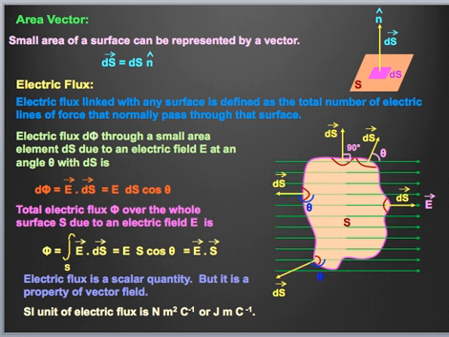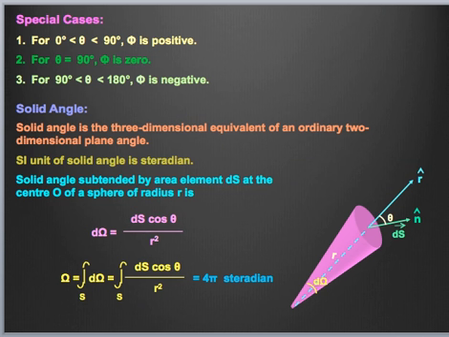Now next is special cases of electric flux. If theta is between 0 and 90 degrees, phi is positive. How? Because we know that flux is E s cos theta. Cos 90 degrees is 0, so cos 45 degrees also gives us a positive value. Therefore, for an angle between 0 and 90 degrees, the flux is positive.